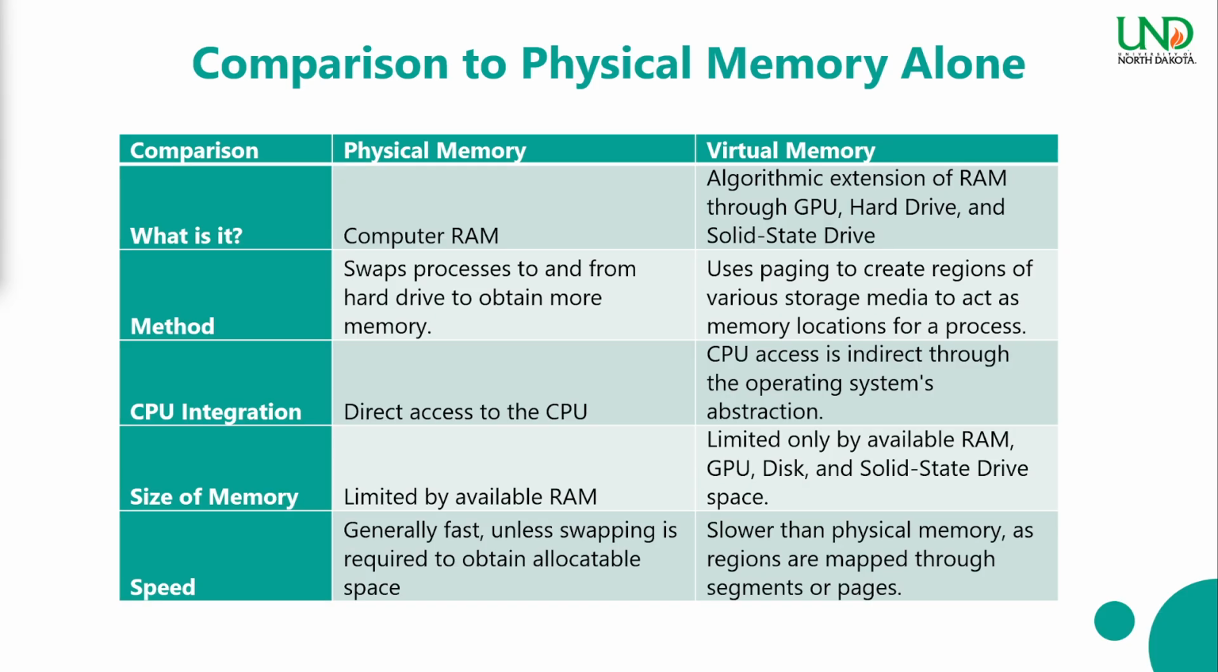For speed, physical memory is generally faster, except when swapping is needed. Virtual memory, by contrast, is slower because it involves the mapping of regions through segments or pages, and it relies on that secondary storage that's slower.